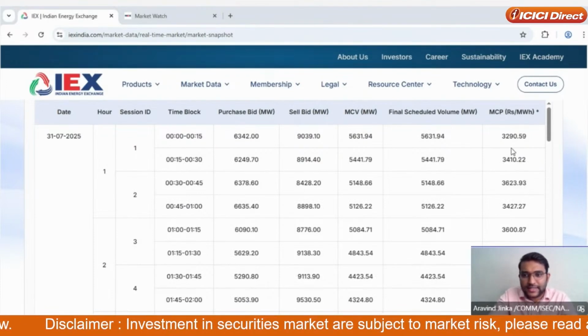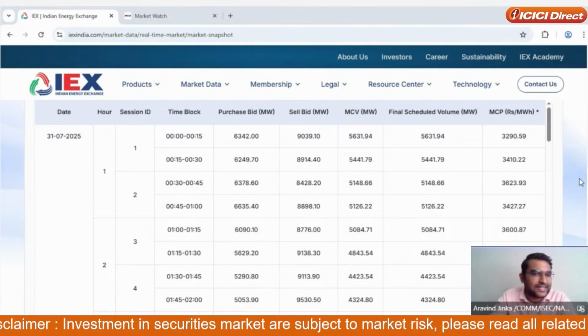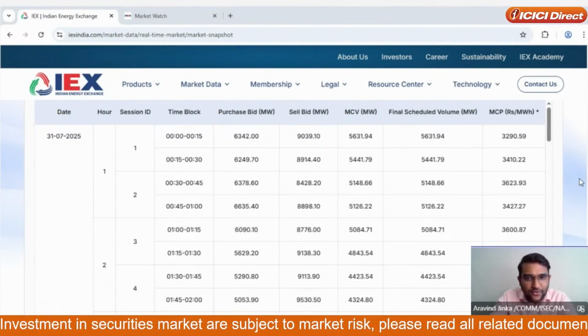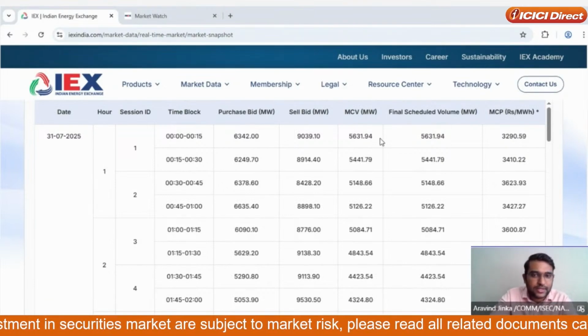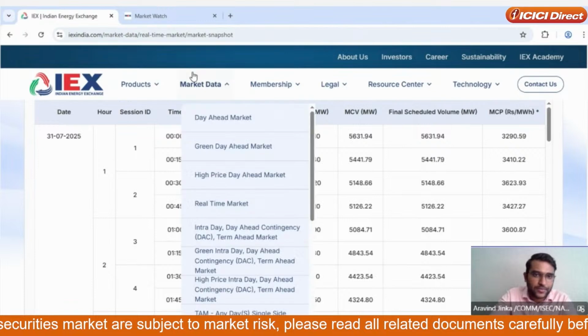In the month of August, the last calendar day is 31st of August, which is a Sunday. So one working day prior to that, which is 29th of August, is when the first electricity contract will expire on the exchange, on MCX.